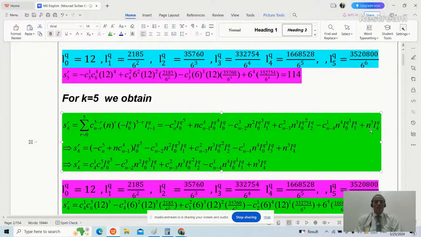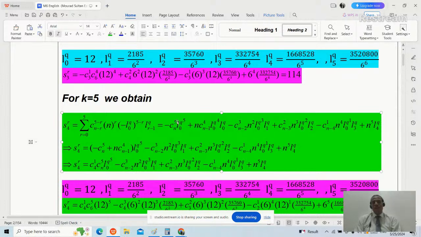Plus when r equals 5, it will be combination n minus 5 choose 0. Because 5 minus 5 is 0, this one is 1, so no need to write it here. Plus n raised to the power 5 times L4 of the q.